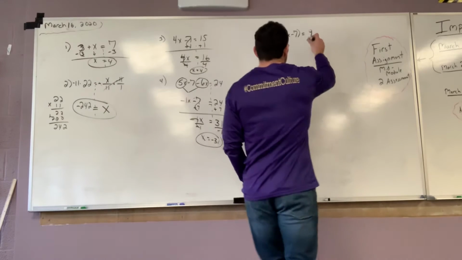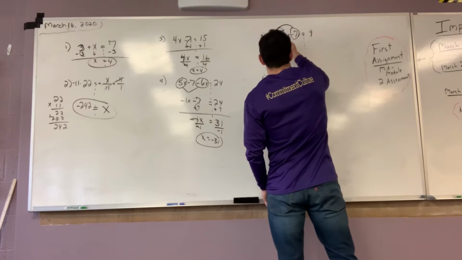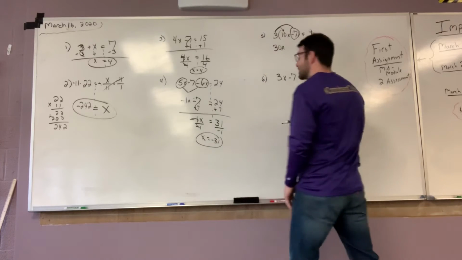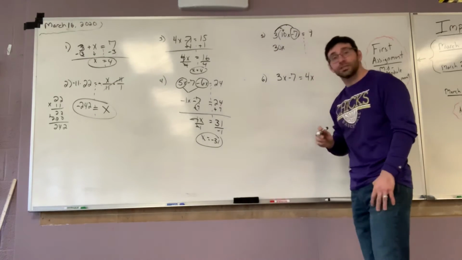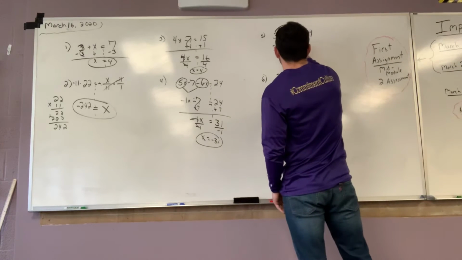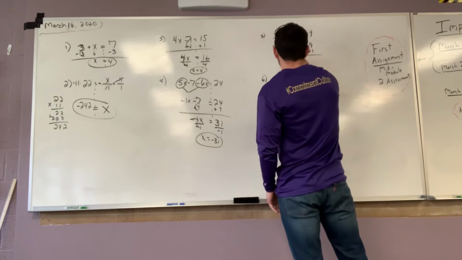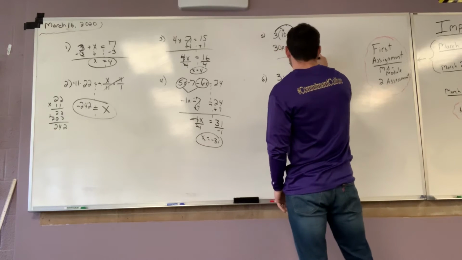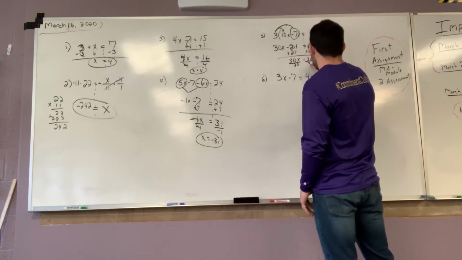Okay, getting a little bit trickier. Multiply, multiply, 30x. And when I say multiply, that's actually called distributing. So remember, we have to distribute to each term in the parentheses. So that gives me 30x minus 21 equals 9. Move the constant. Leaves me 30x equals 30. I divide both sides by 30 to isolate the variable.